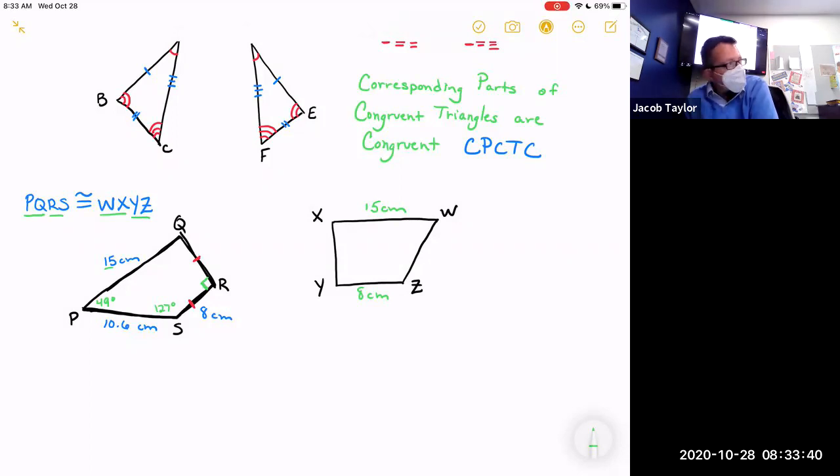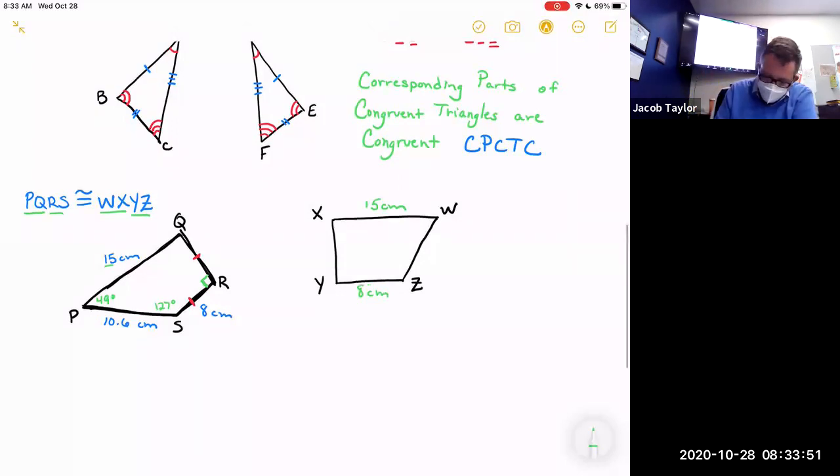Why? Diddly doos. Right, it's the middle two. QR is the middle two letters. XY is the middle two. So QR and XY are the same. And we know QR is 8 centimeters because we've got the diddly doos. That means they are congruent. So this is 8 centimeters.